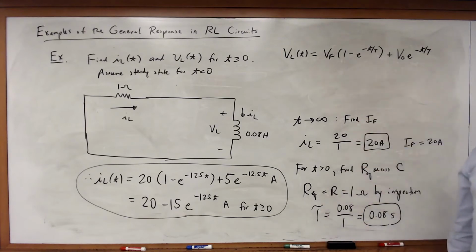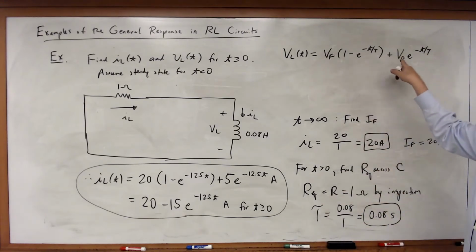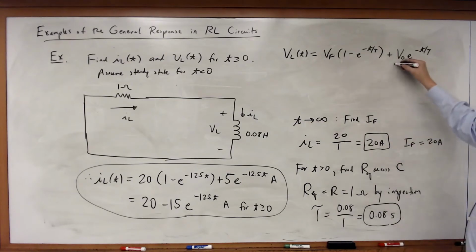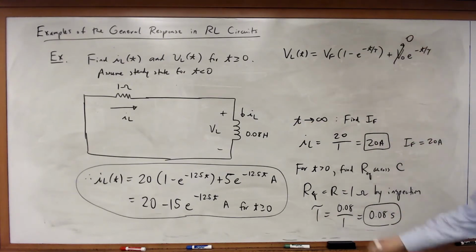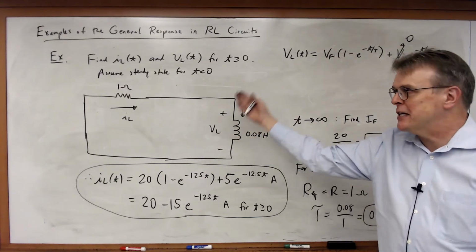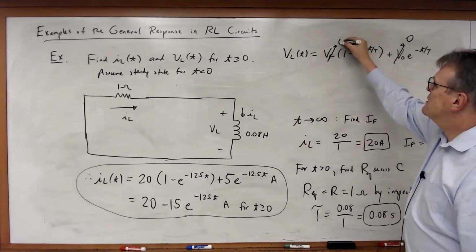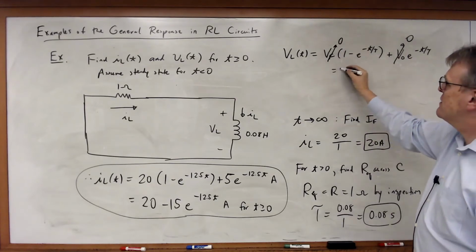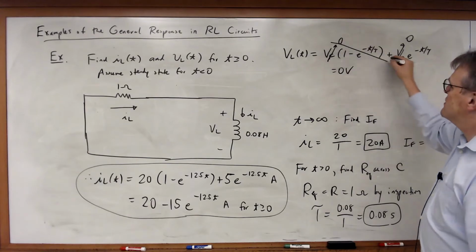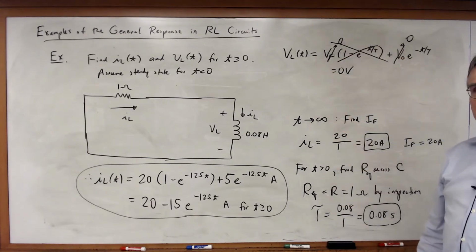It doesn't work. What was the initial condition of the inductor before the switching event? It was 0. What was the final condition of the inductor, the voltage across the inductor as t went to infinity? It was 0. So if I try to use this equation, I just get 0 volts. Doesn't work. This does not work for the voltage across the inductor.